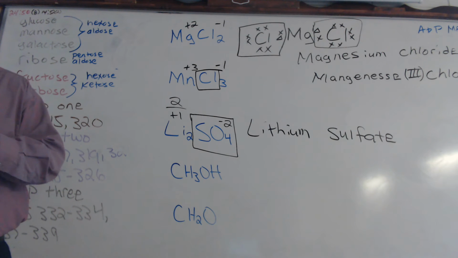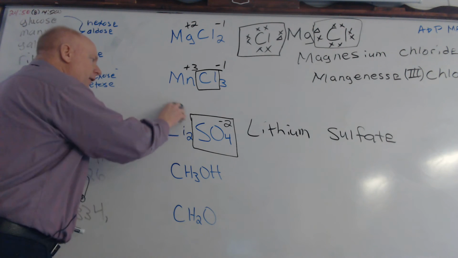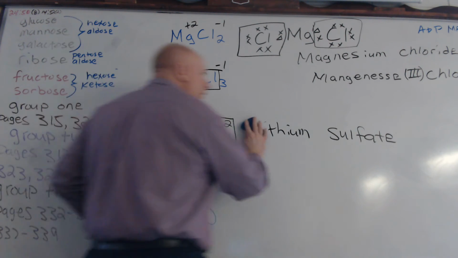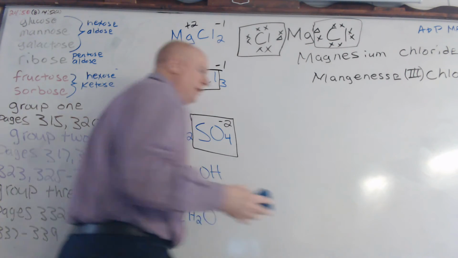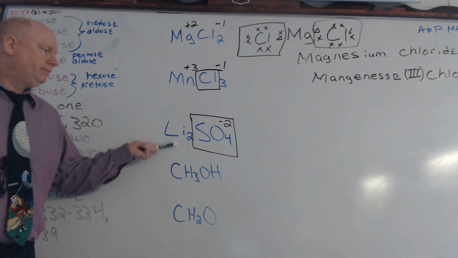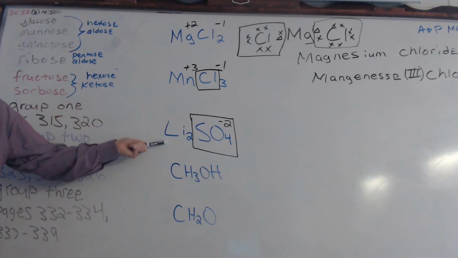All right. So what type of compound do you think lithium sulfate is? Is it covalent or is it ionic, do you think? Here's your clue. Ionic. Why is it ionic? Because it's got a metal in it.